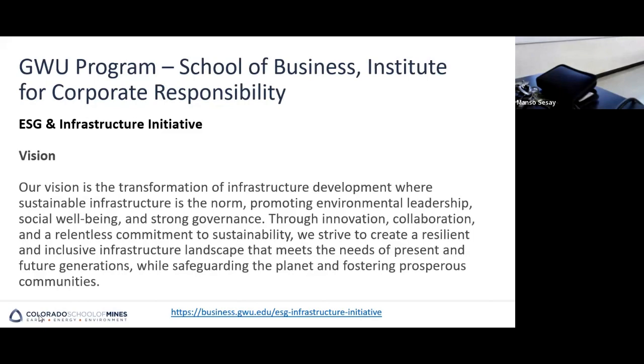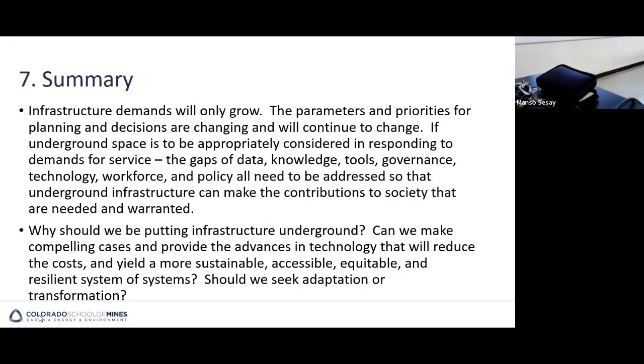And that's going to happen more often in the future. Okay, so summary. There's two slides left. Infrastructure demands are only going to grow over time. But our population is still growing. It may top out and it may start decreasing, but who knows? But it's going to grow for the foreseeable future. The expectations of the people of the world are changing for what they want and what they want access to. Everybody wants to live like we live in the United States or better, right? So they all want things.